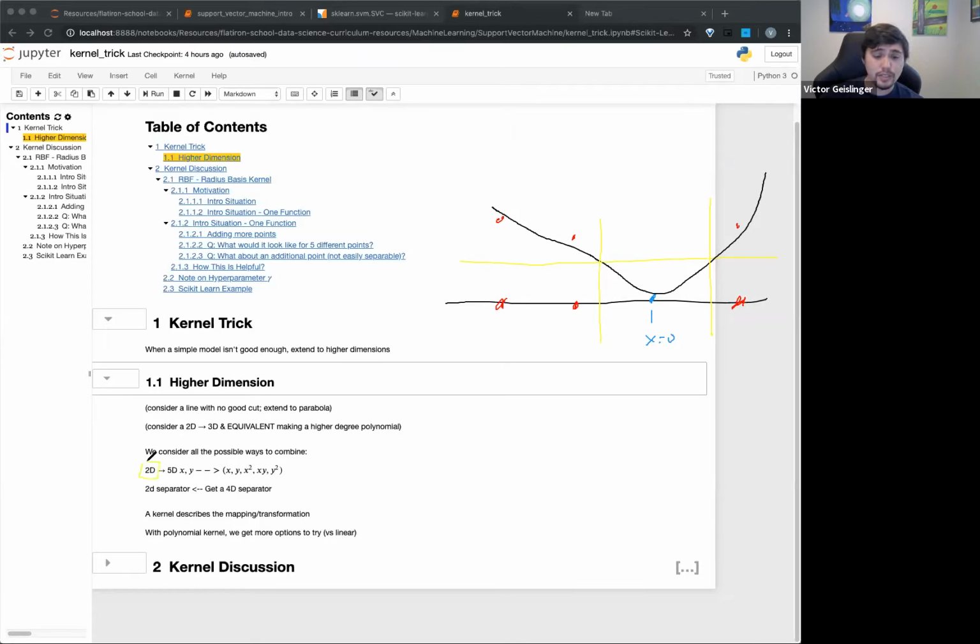If I had something like 2D data, I'm gonna use a color that's not yellow. I don't like yellow too much. It's a little harder to see.